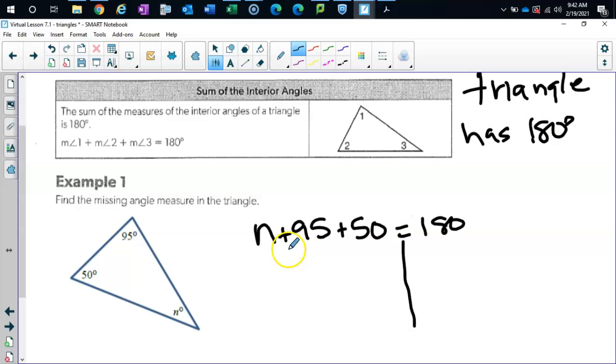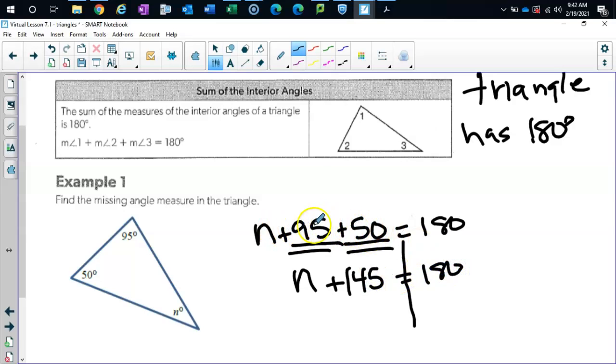Now, how do I solve this? Well, I don't have anything on this side to add to n, so I bring my n down. 95 plus 50 is 145 equals 180. Remember, when we're solving equations, we simplify both sides by combining like terms. Solve this by subtracting 145 from both sides, so n is 35 degrees. So that angle right there will be 35.